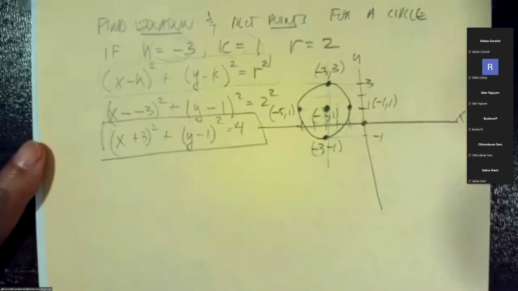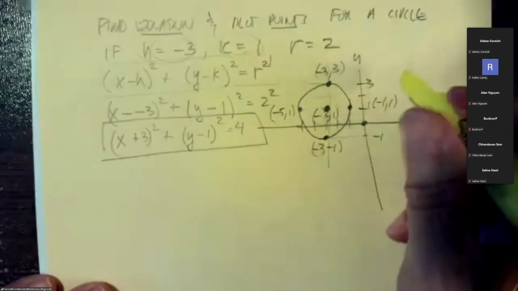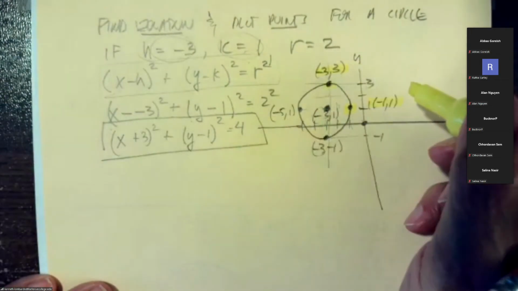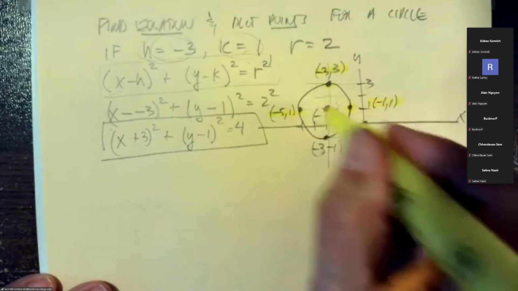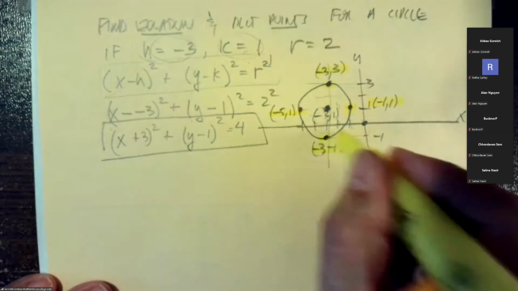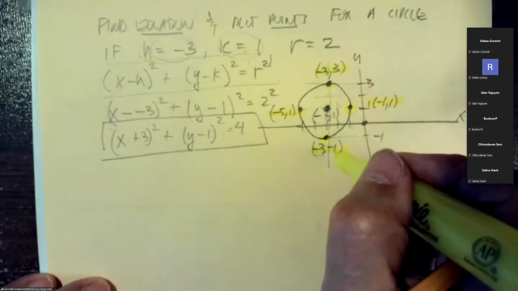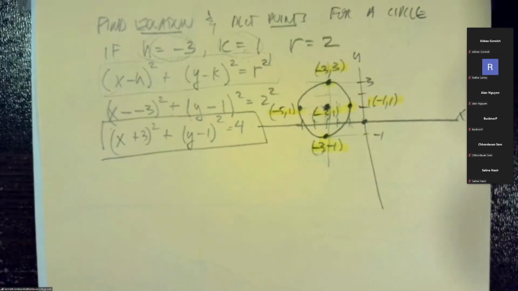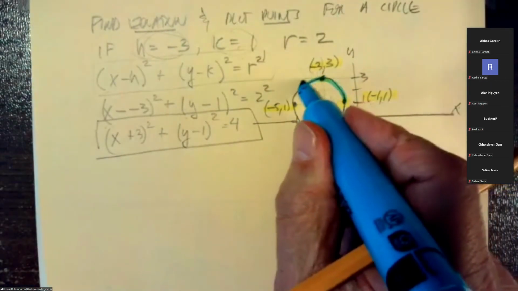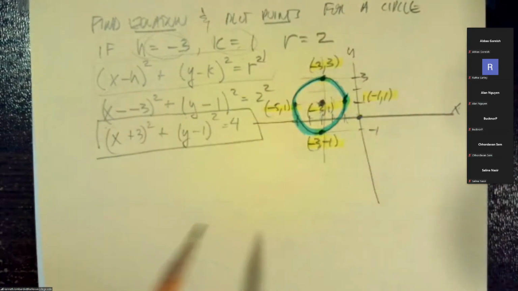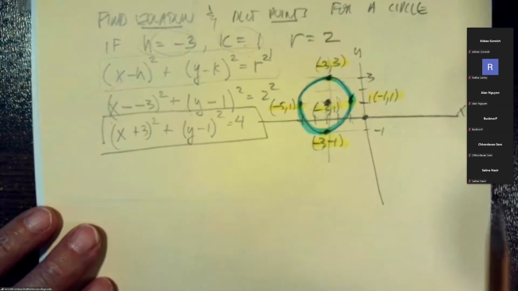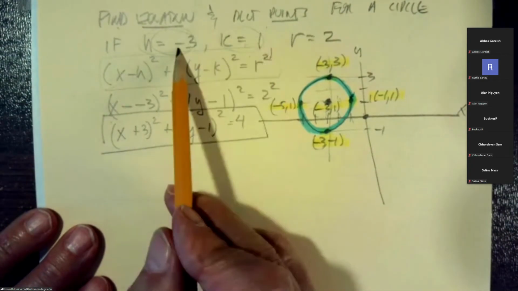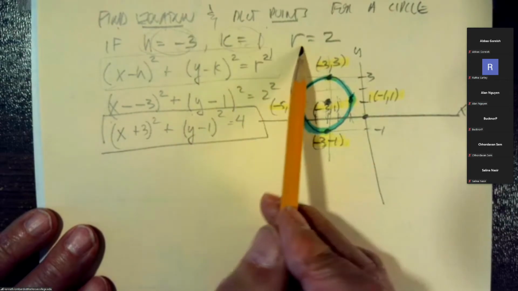So if we label these points at (-1, 1) here, (-3, 3) here, (-5, 1) here, (-3, -1) here, and (-3, +1) here. Okay, and our circle is going to be along this line here. So again, find the equation and plot the points given h, k, and the radius.